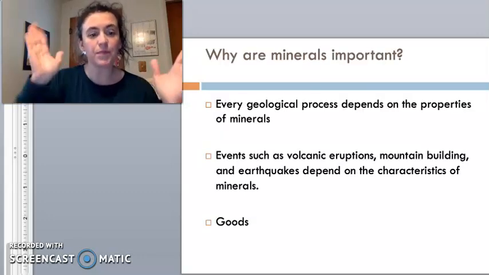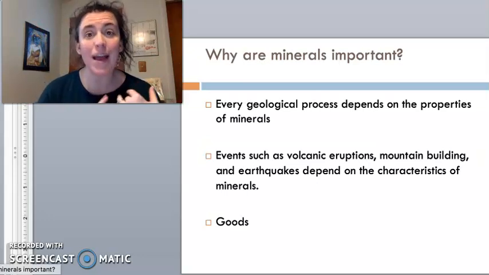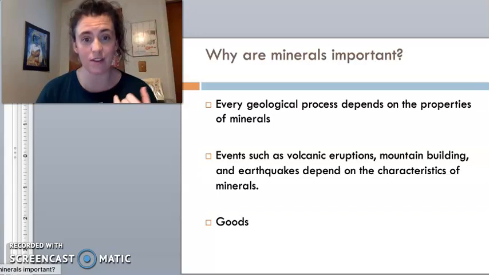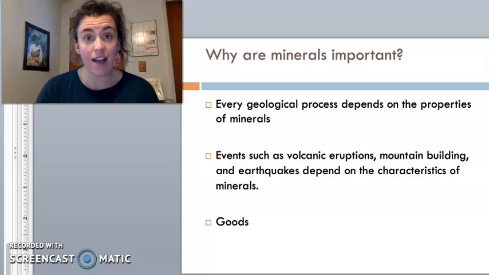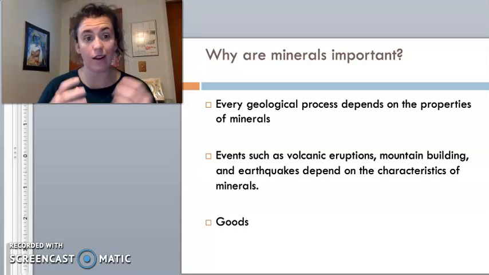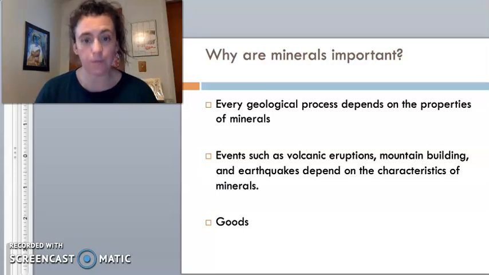Okay, last thing: why are minerals important? They're extremely important. Every geological process depends upon the properties of the minerals. Events such as volcanic eruptions, mountain building, and earthquakes all depend upon how the minerals react, how they work together, and how they're formed. All of those things depend upon minerals.